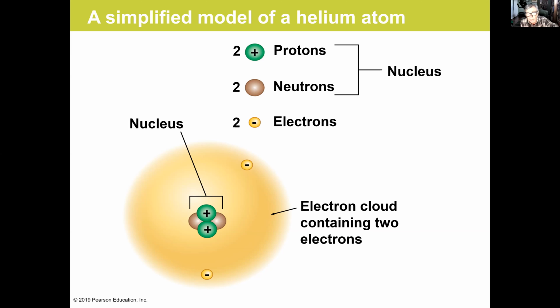So here is a helium nucleus. It has 2 protons, 2 neutrons, 2 electrons. All helium atoms have 2 protons, but they can have a variable number of neutrons. These are called isotopes. I think it's in a later slide.